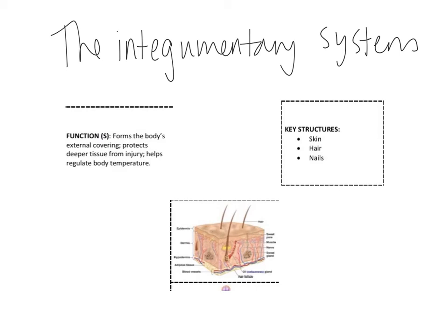Up next is your integumentary system. And it has a funky name, but all the integumentary system is your skin, hair, and nails. So the function is it forms the body's external covering, so it's on the very outside. It protects your deeper tissue, so your muscles and your bones, from injury, and it helps regulate body temperature. So just like muscles that help you shiver and regulate your body temperature, whenever you're cold, if you have hair standing on end, just like it is in the picture right here, that is your integumentary system, or your skin trying to keep the heat in. So they also help with your body temperature.